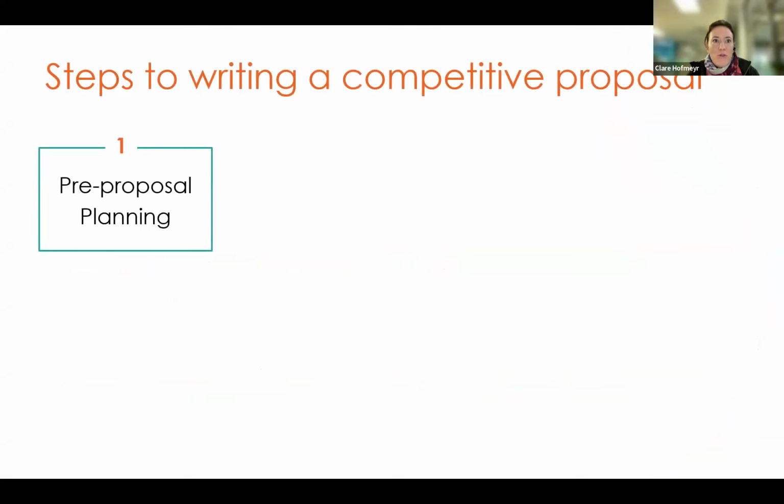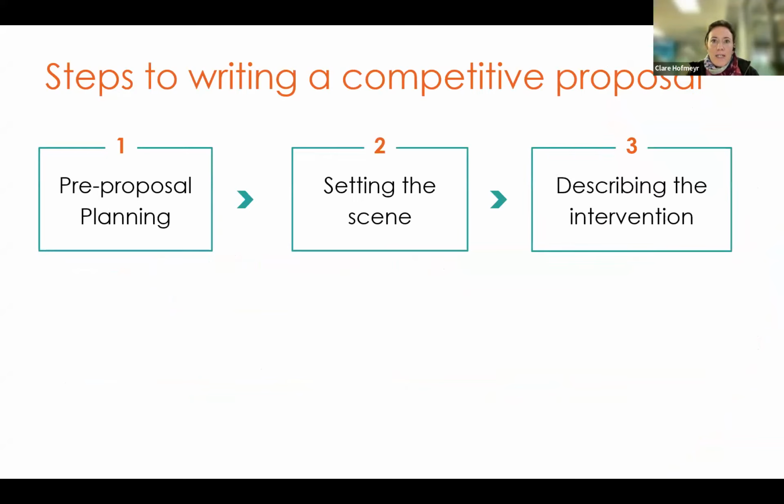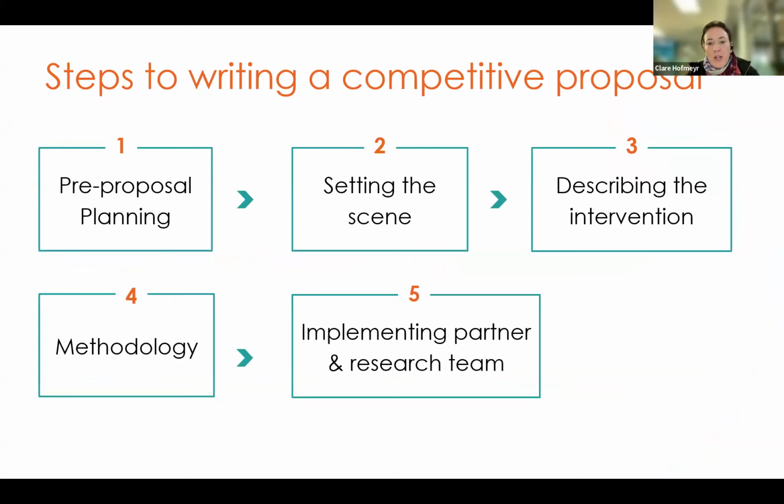All right, so we'll go through some pre-proposal planning, kind of things you need to think about before you start writing the proposal. We'll then move on to setting the scene, which is where you're really motivating for the project, why it's interesting and why somebody should fund it. The next section we'll talk about is how you would describe the intervention. Then number 4, we'll get to the methodology, how you would describe your research design, etc. And we'll end off with how you would talk about the implementing partner and the research team in your proposal. Next slide.